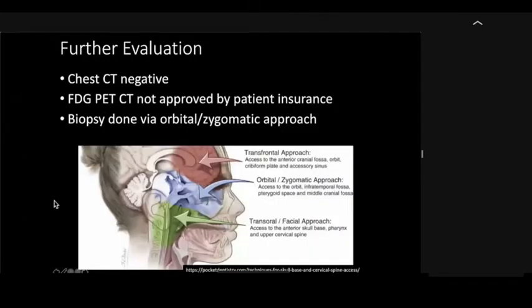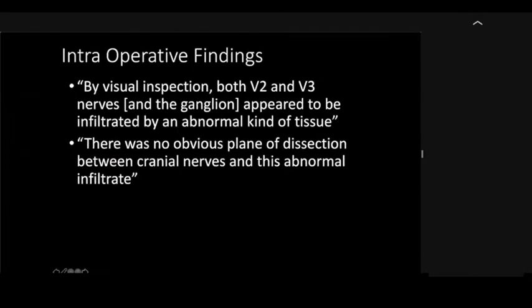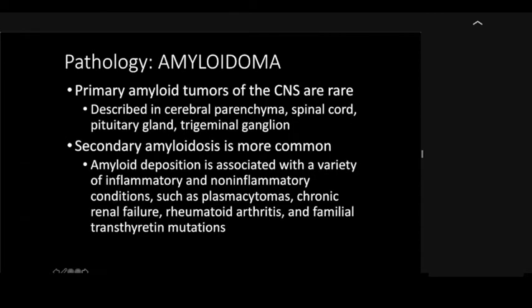Our patient underwent further evaluation with a chest CT that was negative. FDG PET-CT was not approved by her insurance, but a biopsy was subsequently performed via an orbital zygomatic approach. Intraoperatively, the surgeon found that both V2 and V3 appeared to be infiltrated by abnormal tissue, as was the trigeminal ganglion, and there was no obvious plane of dissection between the cranial nerves and this abnormal infiltrate. Pathologically, this proved to be amyloidoma.